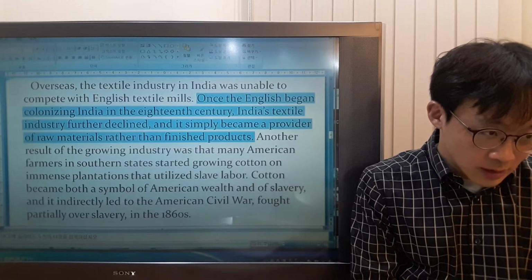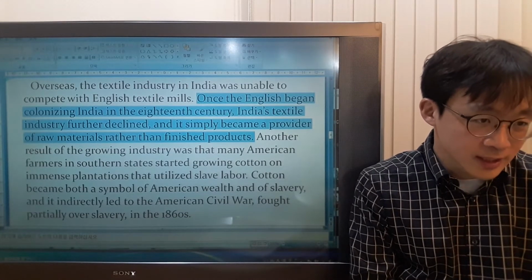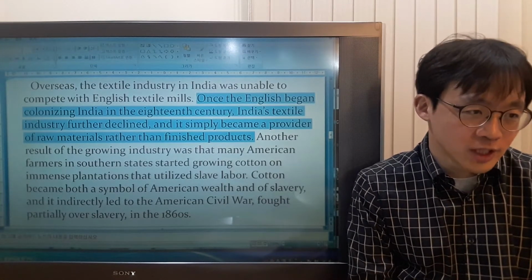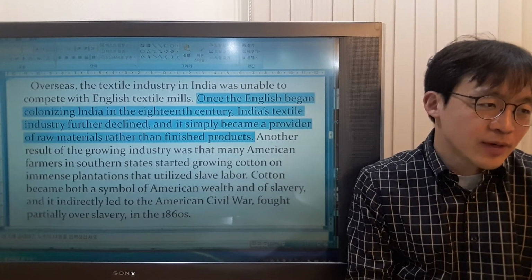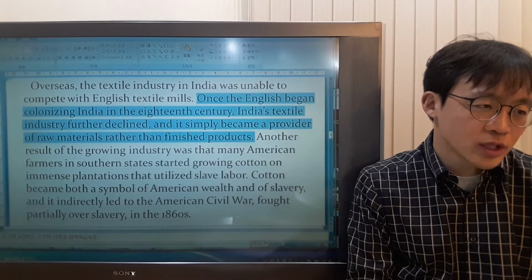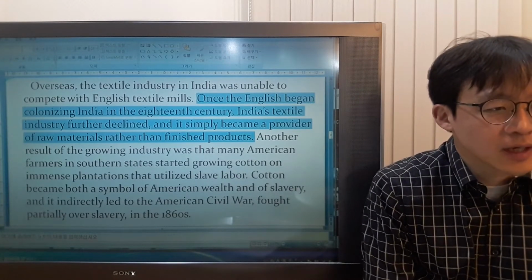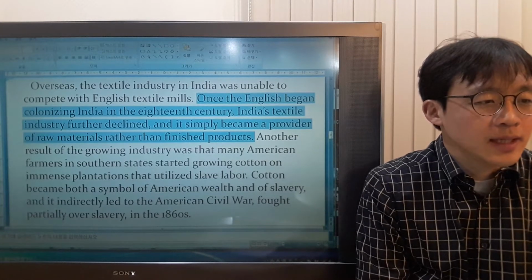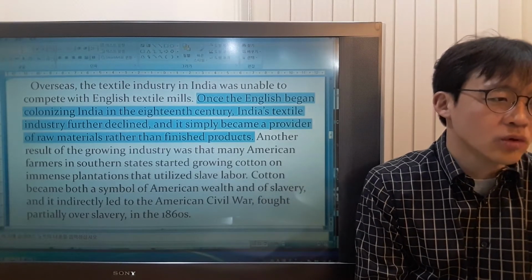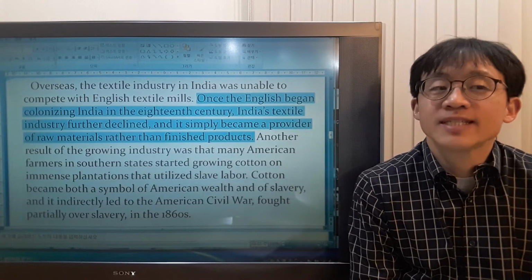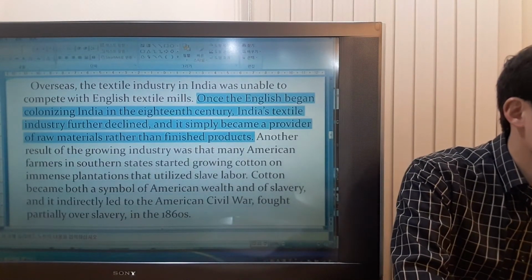After the English colonized India in the 18th century, India's textile industry weakened and it became a provider of raw materials rather than finished products. And the other result was what? Many American farmers in southern states started growing cotton on large plantations, large farms that used slave work power. And cotton became the symbol of American wealth and slavery, and it caused the American Civil War, which was fought to some extent over slavery in the 1860s. Do you understand? Let's go to the next part.